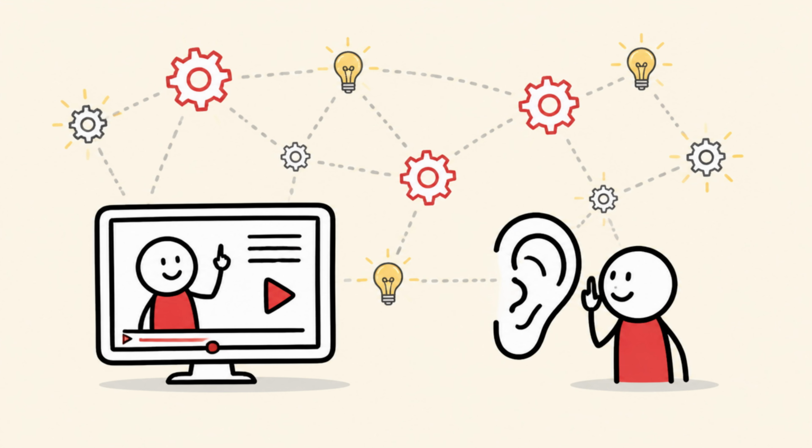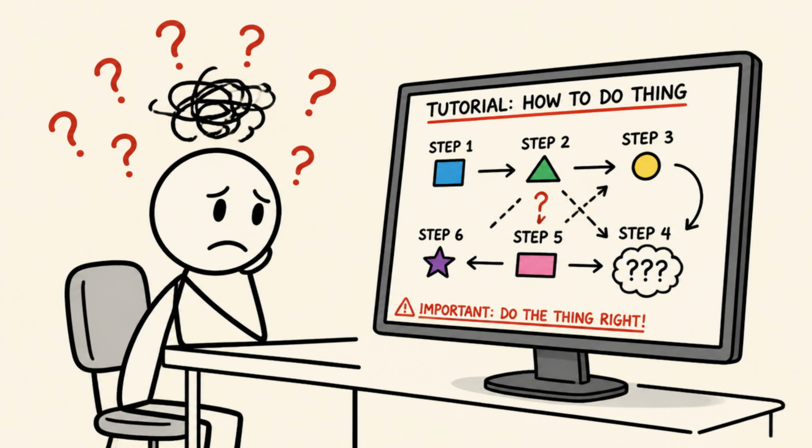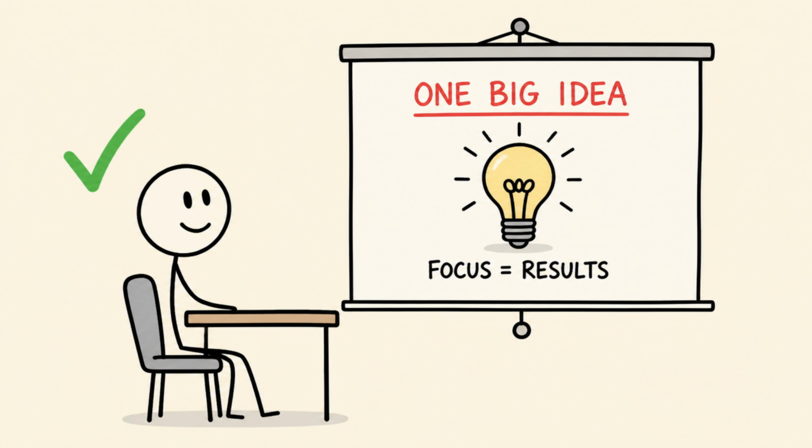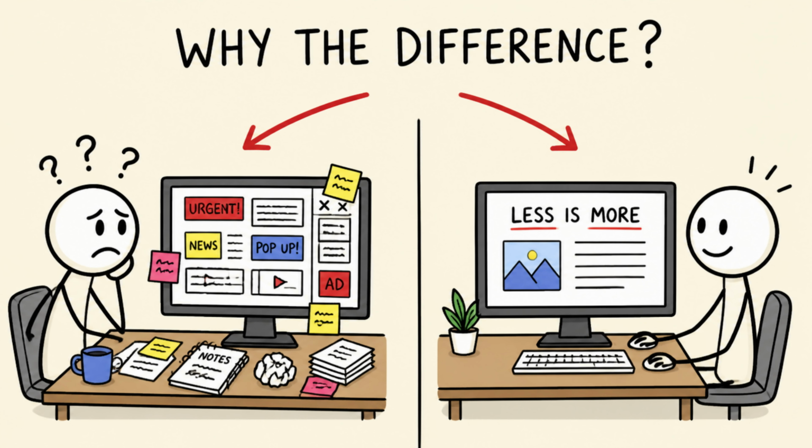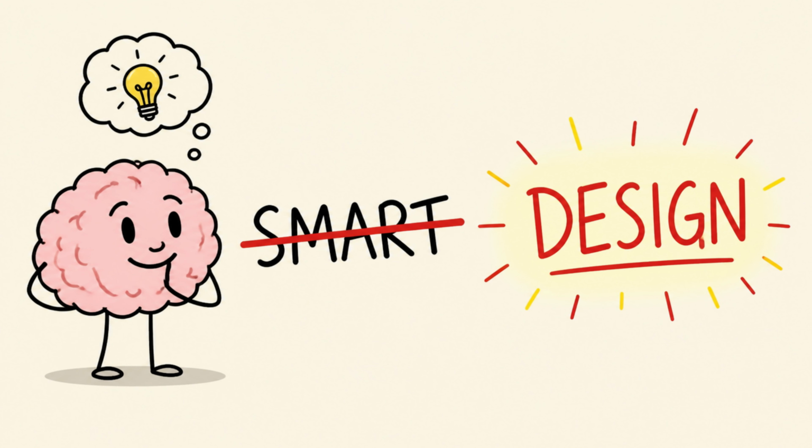Anytime information needs to move from a screen or a voice into a person's understanding, this theory is quietly at work in the background. The next time you find a tutorial confusing or a presentation clear and easy to follow, there's a good chance cognitive load explains the difference. It's not always about how smart the learner is. Often, it's about how thoughtfully the information was designed.